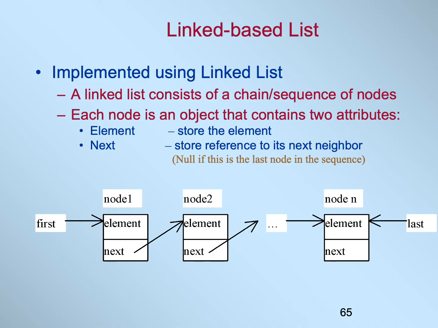Link-based list is implemented using LinkedList. A linked list consists of a chain or sequence of nodes. Each node is an object that contains two attributes, which are the element that stores the element and also next that stores the reference to its next neighbor. The value of it is null if this is the last node in the sequence.